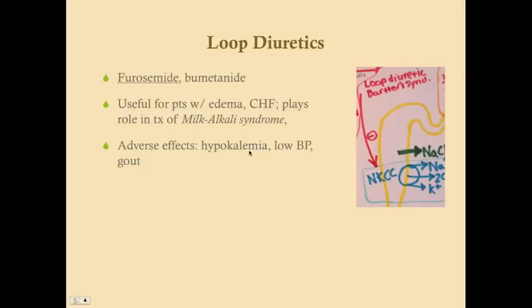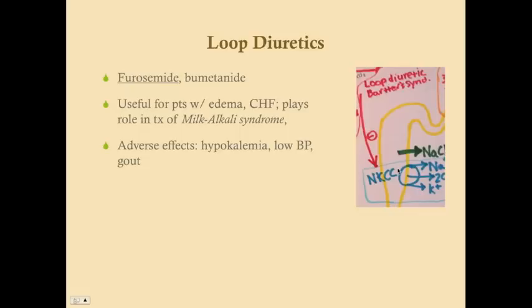Loop diuretics are also used for high blood pressure, but they tend to not be used as much as the thiazide diuretics. So loop diuretics are things like furosemide or bumetanide, and these are useful for patients with edema and congestive heart failure. This also plays a role in the treatment of milk alkali syndrome because it reduces the reabsorption of calcium.